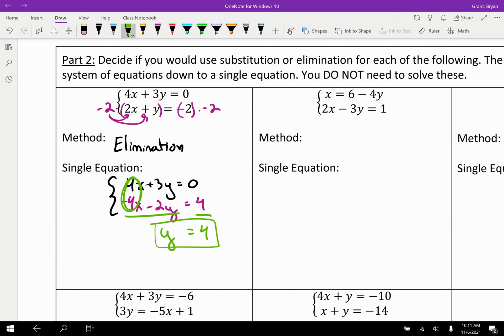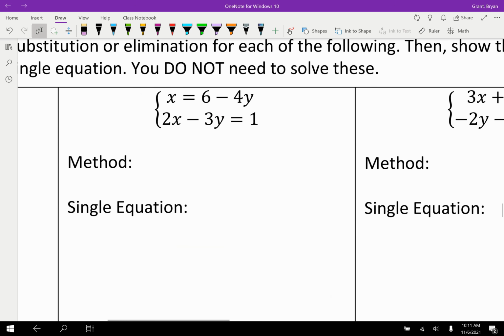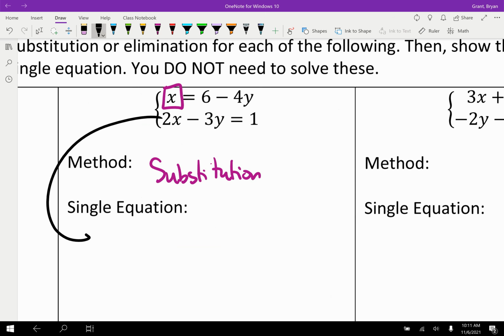Let's try another. Variable's already isolated on this one. Substitution for sure. I'm not even going to consider the other options, even though elimination is fine. Substitution, we're doing it. We're going to replace x with what x is equal to, 6 minus 4y. Nice. That's something you should be able to solve if you distribute, combine like terms, all that fun stuff. Next one.